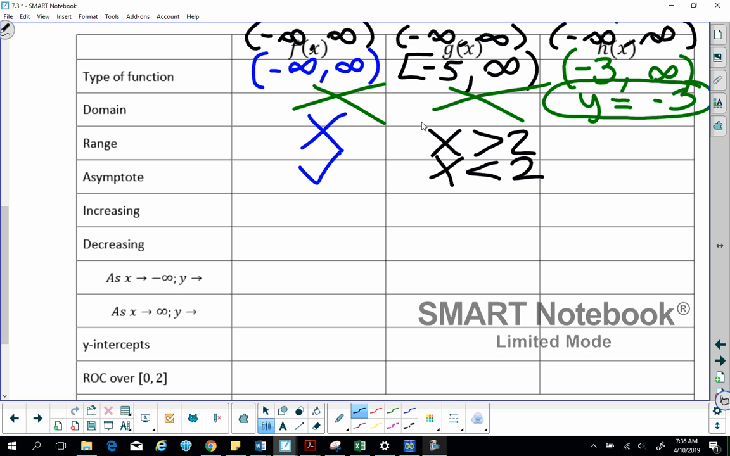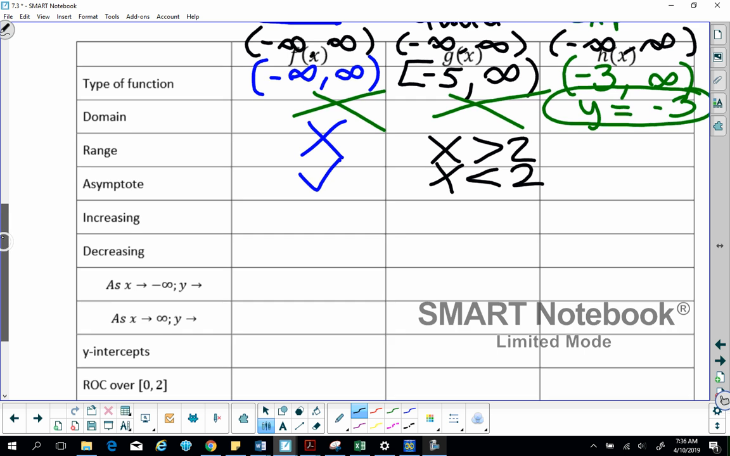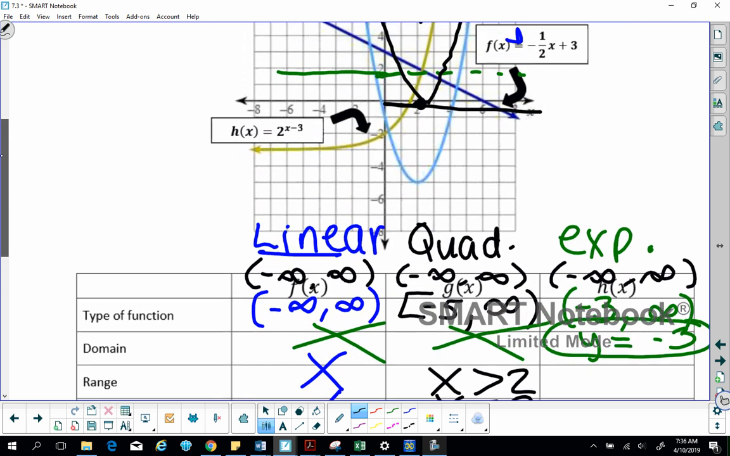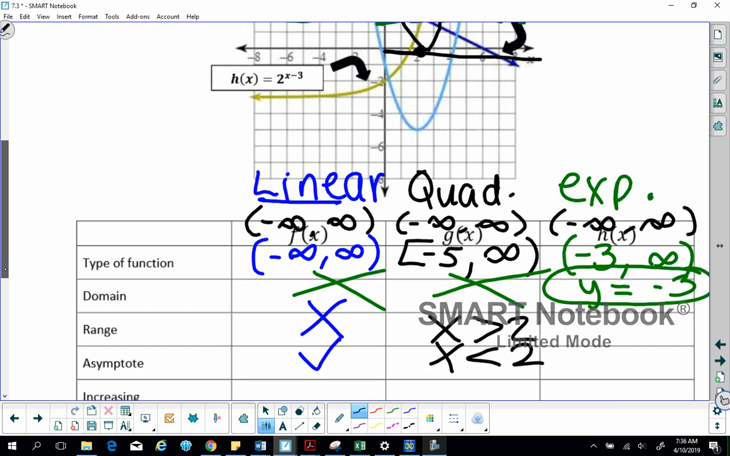And then let's look at the exponential one. Is the exponential one increasing or decreasing? The green one. It's increasing. So we're just going to check off increasing.